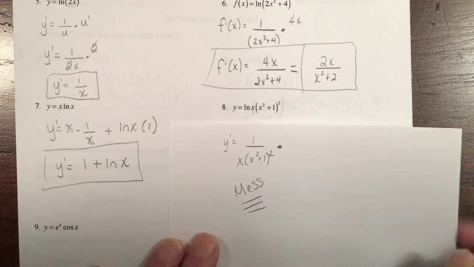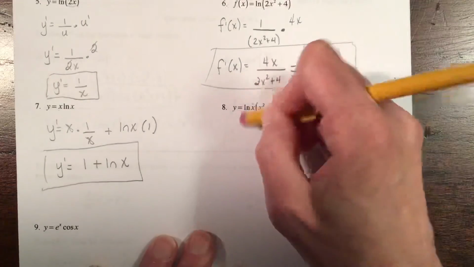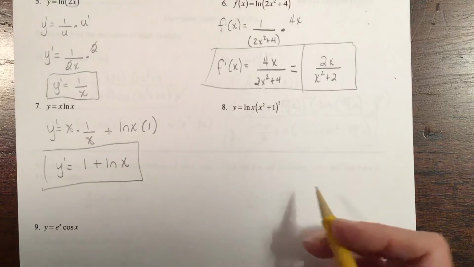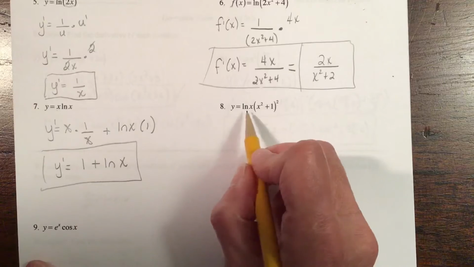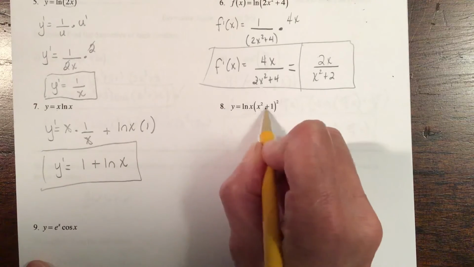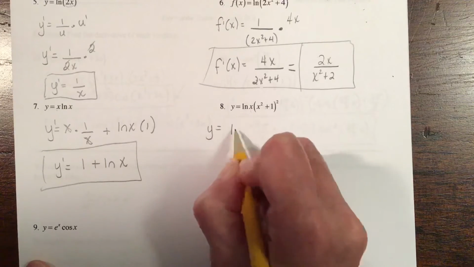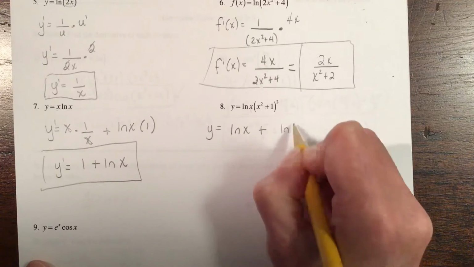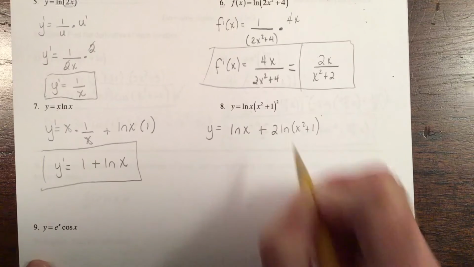So sometimes when we're looking at taking the derivative of a log function, we might want to remember we can go back to pre-calculus. We can use our log properties to rewrite this. When I multiply, I'm adding. So I can rewrite this as ln of x plus ln of x squared plus 1 squared. I bring the power down in front.